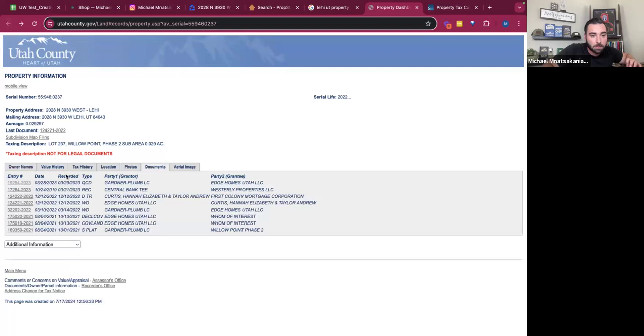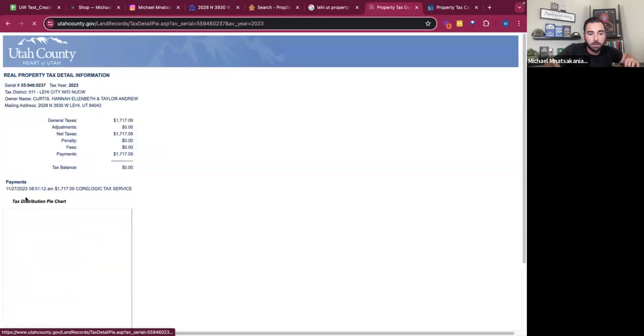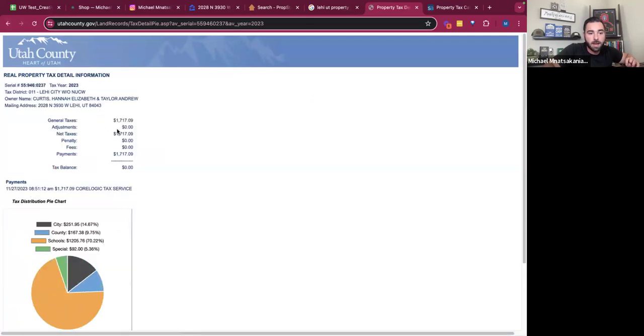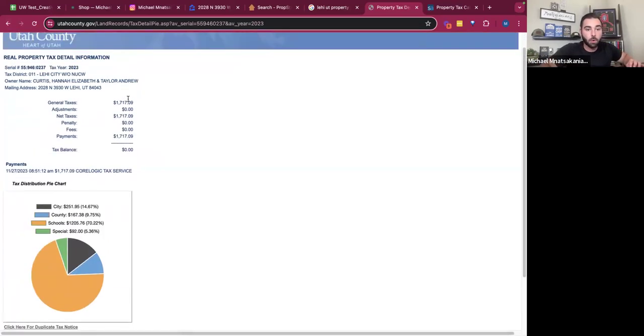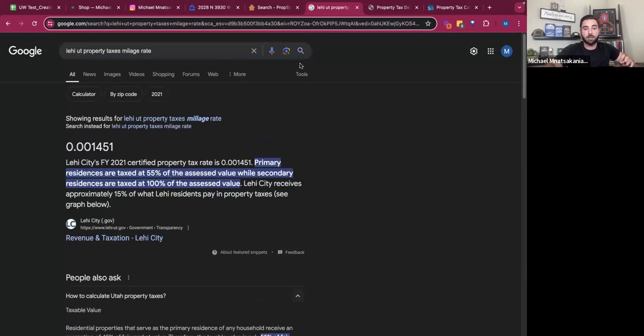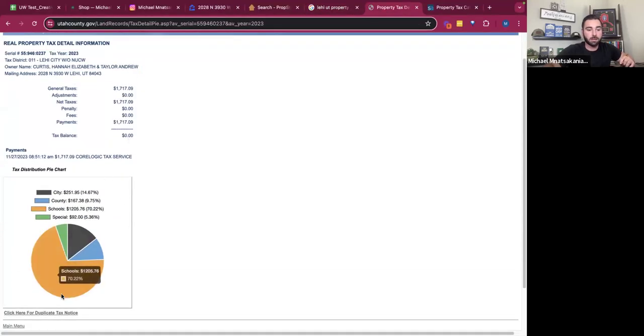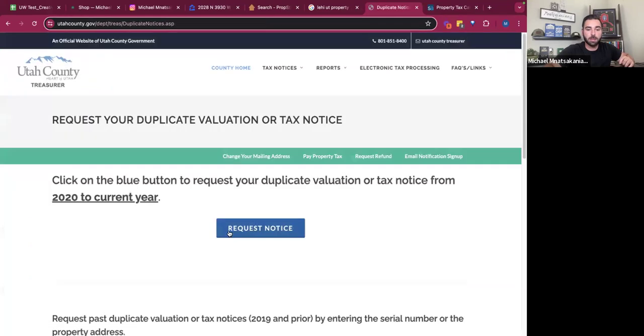This isn't right. No, none of these are what we're looking for. There we go. I think we'll find it right here. General taxes, adjustments. Oh, so maybe they didn't get a homestead exemption. I don't know, because usually you'd see that in the adjustment section. Or the way they do it is like we saw here, they're going to just do 55% of the assessed value. You would assume to see that in the, oh, click here for duplicate tax notice.